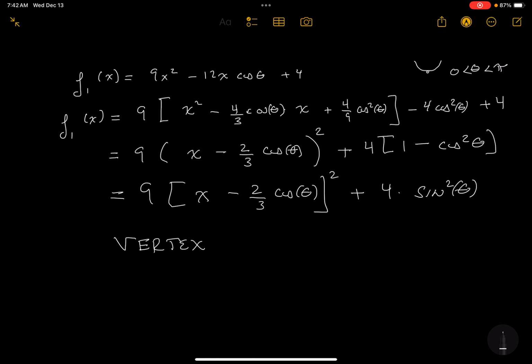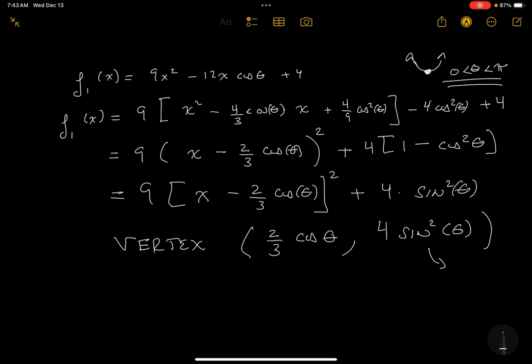And again, I want to point out the vertex on this thing is an opening upward parabola, a minimal point. And where's that going to be? Well, x would have to be 2/3 cosine theta, and the y would be 4 sine squared theta.